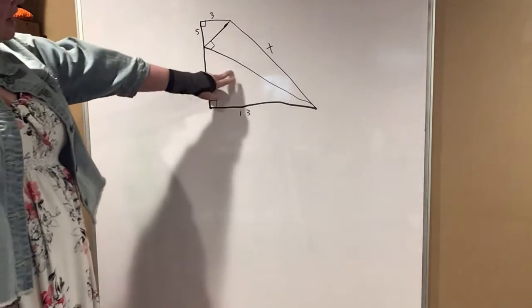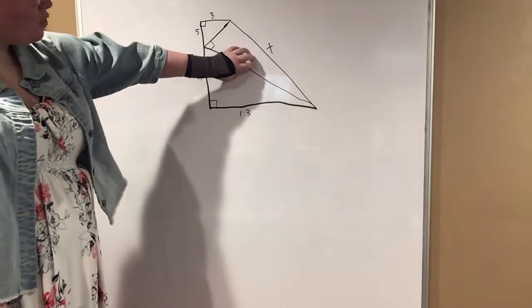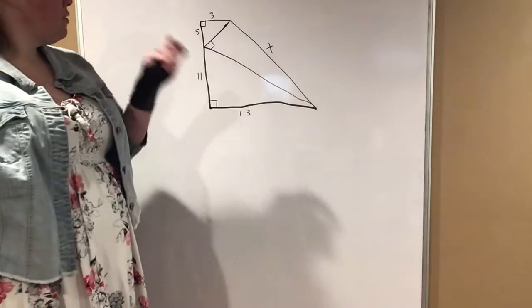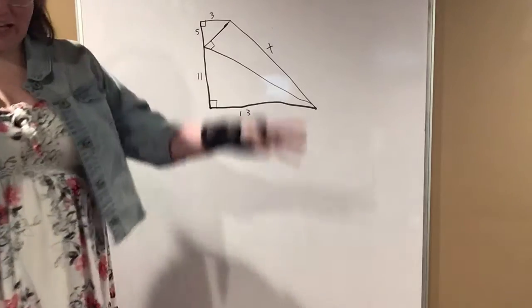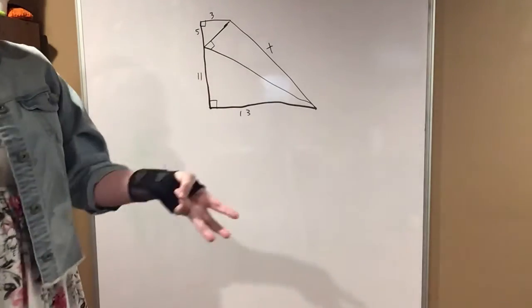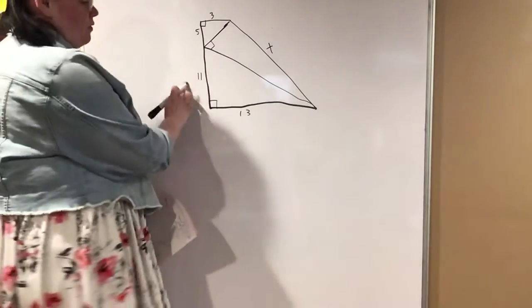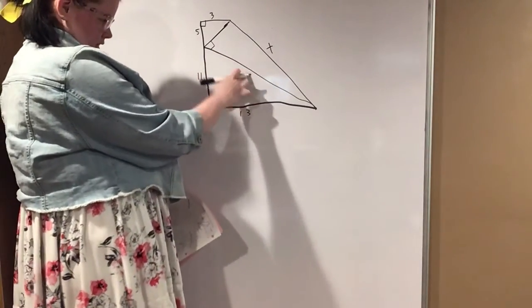We're not even given any lines for this other triangle. So what we have to do is the Pythagorean theorem twice and then another time. So technically we have to do it 3 times to figure out what x is. So let's start with this bigger triangle, finding out what this is.